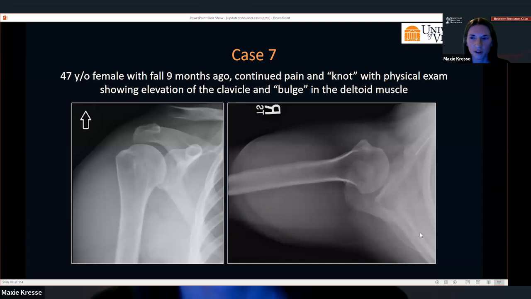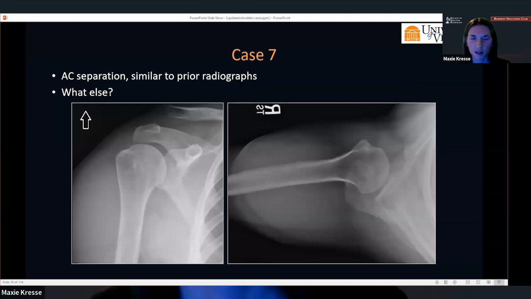Okay, I'm going to give a couple. Correct on the AC separation. That is the main finding. But that was similar to prior, and there's something else. There's another reason I'm showing this. Definitely AC separation. Anything else? I see a couple of people trying to account for the bulge in the deltoid. There is some soft tissue fullness, yeah. Soft tissue mass, we're getting close, yep.